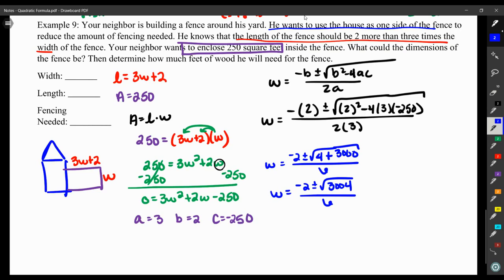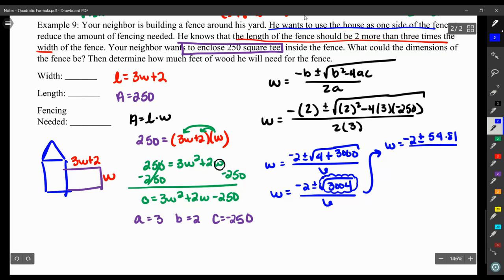Because this is a distance, decimals are okay. Decimals are actually encouraged because a distance of 25.2 feet makes a lot more sense than a distance of square root of 15. So we're going to use our calculator to help us with the decimal version of the square root of 3004. So I'm going to pull up here, we've got w equals negative 2 plus or minus the square root of 3004, which is about 54.81. And I rounded to 2 decimal places.